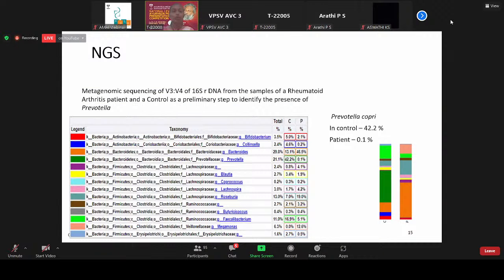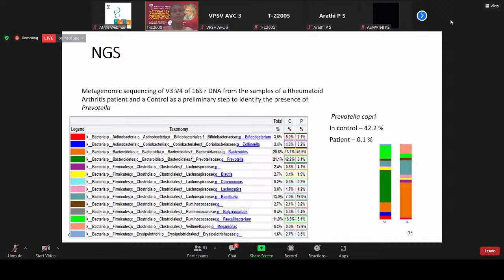So before going on to the core part, which is the gene expression analysis, we did a next generation sequencing or a metagenomic sequencing of V3, V4 of 16S ribosomal DNA from the samples of an RA patient and a control as a preliminary step to identify the presence of Prevotella. And not just that, in order to identify if there is a variant, we did next generation sequencing. And to synthesize specific primers also, we did NGS.